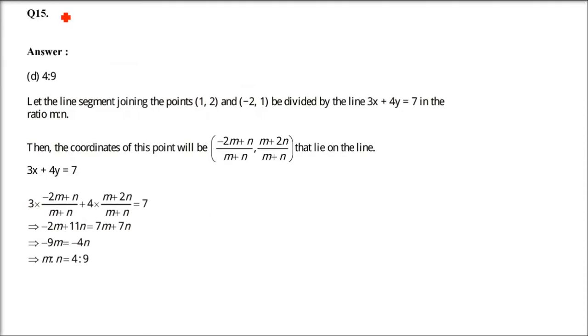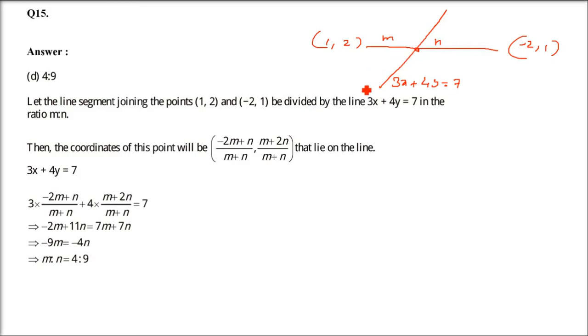Question number 15. The line segment joining the points 1, 2 and minus 2, 1 is divided by the line 3x plus 4y equals 7 in the ratio. So you have 2 points here, 1, 2 and minus 2, 1. So this is a line. There is a line which is 3x plus 4y equals 7. So this line is dividing these two in some ratio. Let us say it is m is to n. And now you know, we have just seen a question. We have used the formula also. So this is x1 y1, this is x2 y2.